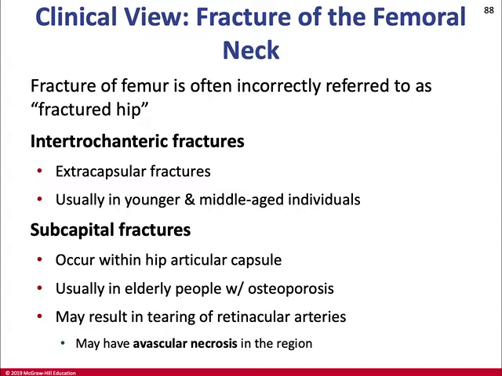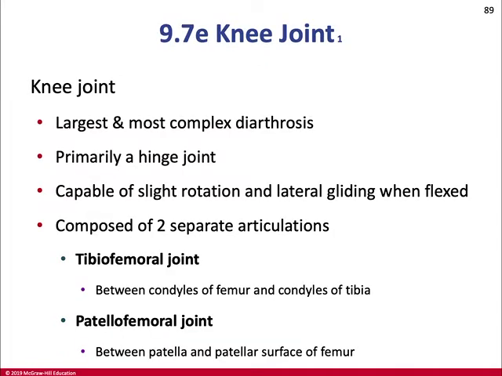This can result in tearing of retinacular arteries, and then you get necrosis in the region because you cut off the blood supply to the proximal epiphysis, right? And then that part of the bone can die and shear off. The knee is a complex hinge joint. It's the largest and most complex diarthrosis.